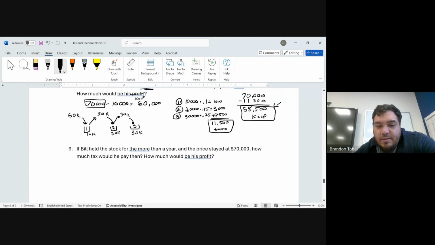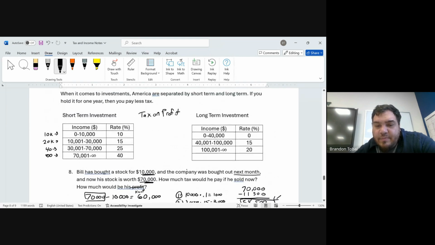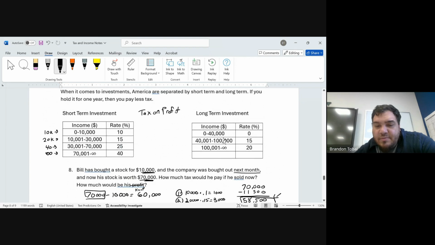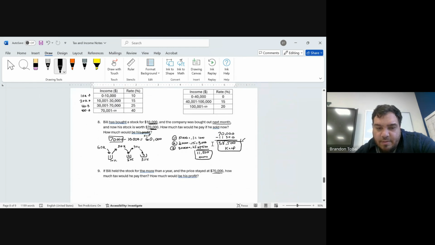Now, if Bill held it for more than a year, and the price stayed at 70K, how much tax would he pay then, and how much would be his profit? In this situation, because it's more than a year, it's going to be the long-term investment, so we're going to use that bucket. Again, the process is still the same. $70,000 minus the $10,000 he invested means we're only taxing on 60K.